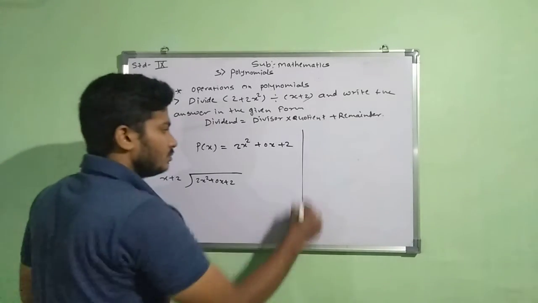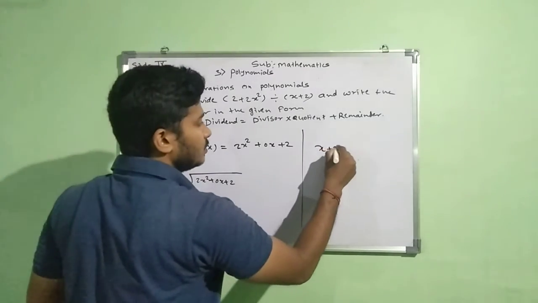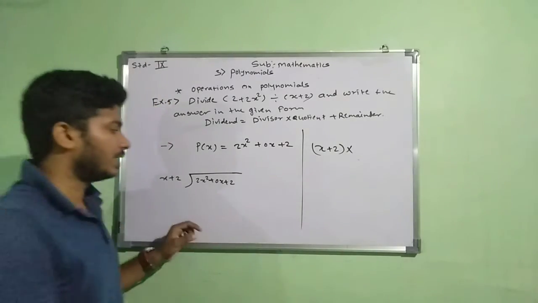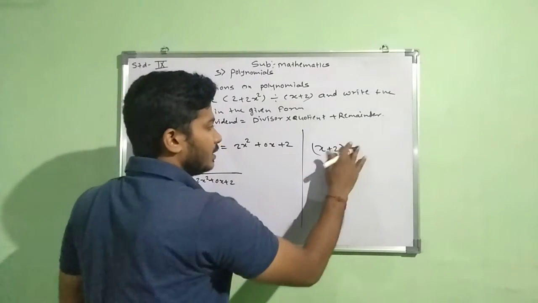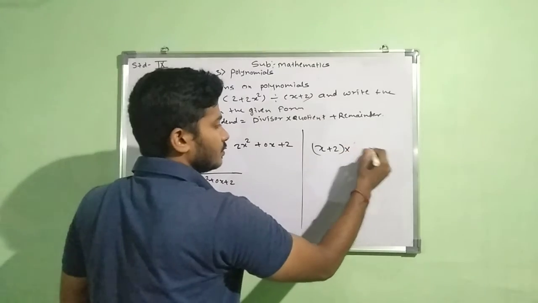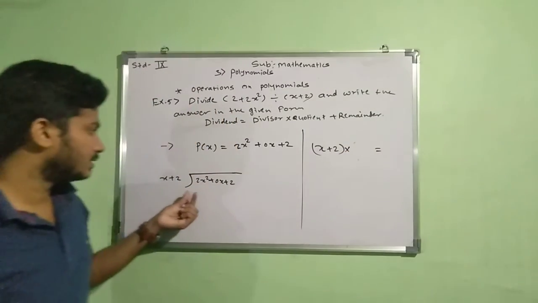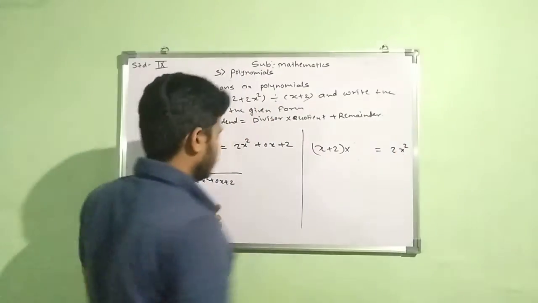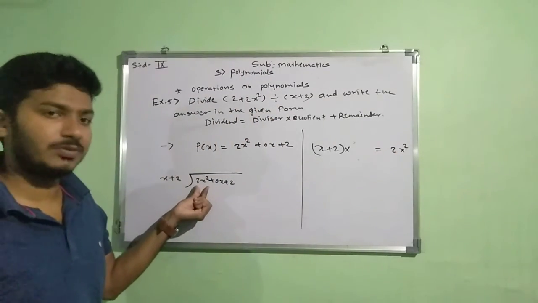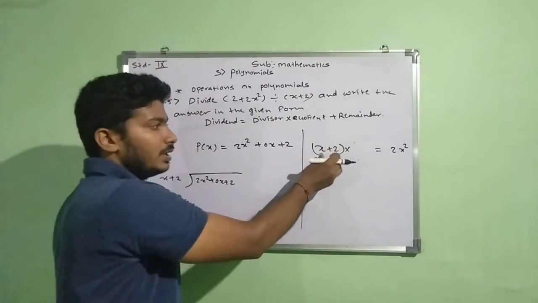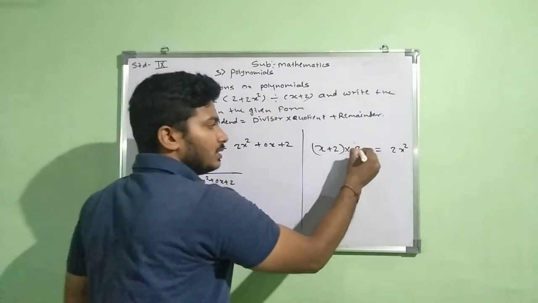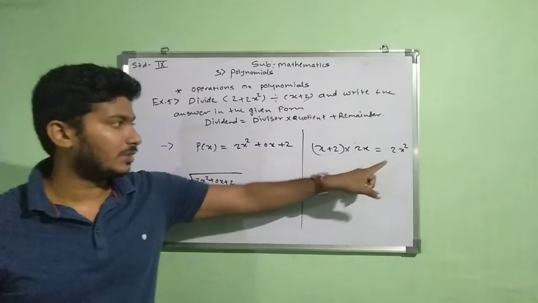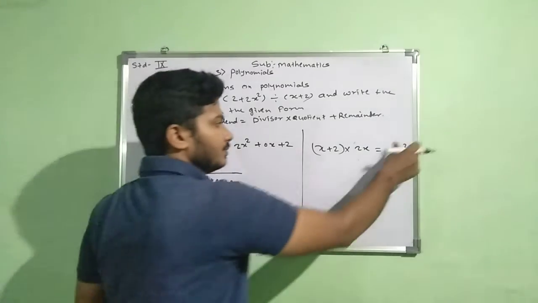So if we write x plus 2, we have to multiply it with some constant or variable so that we will get the final answer as 2x square. That 2x square we want as the first term. So we will multiply with 2x. Okay, we will multiply our divisor with 2x so that we will get 2x square.